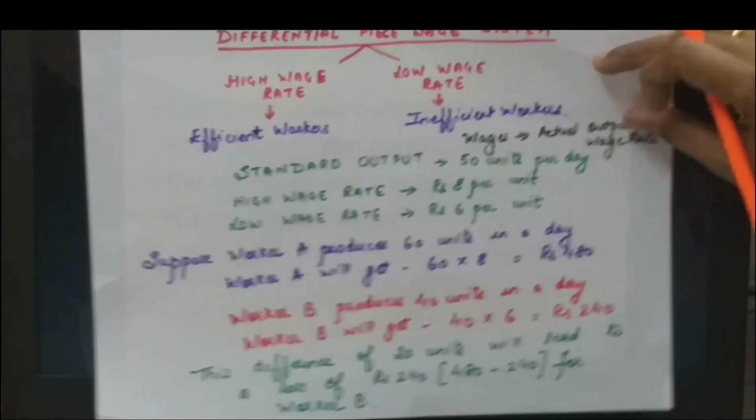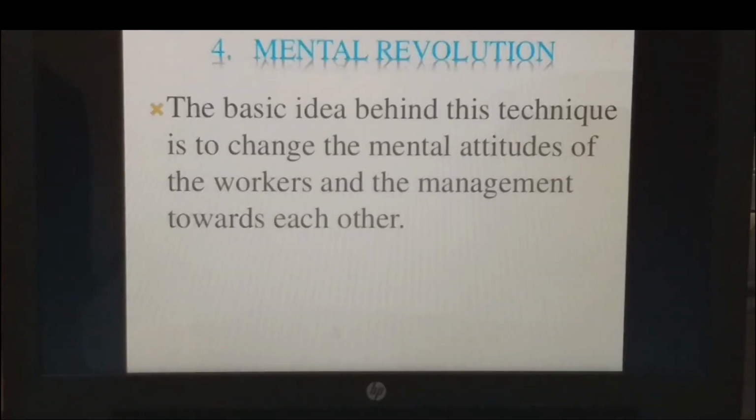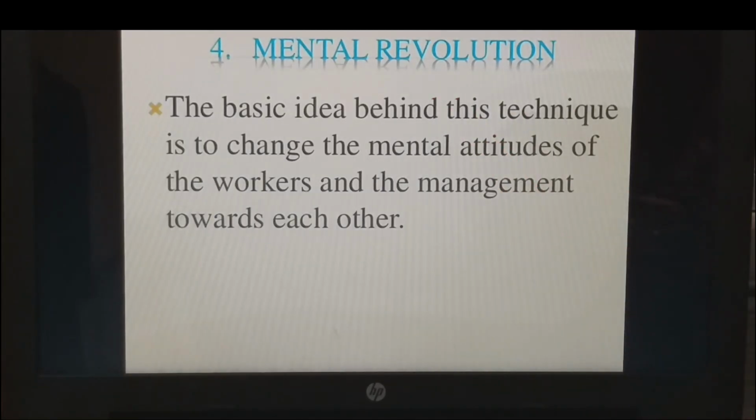Now, coming to the last technique, that is mental revolution. This is the application of the principle harmony, not discord. We have already discussed this principle of Taylor, harmony not discord, in which Taylor said that the management and the worker should work in harmony with each other. And for that, what is required is mental revolution.